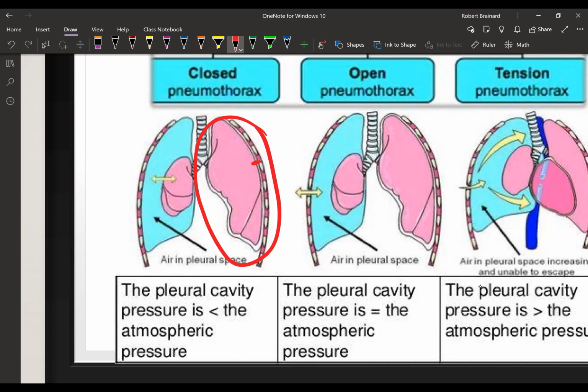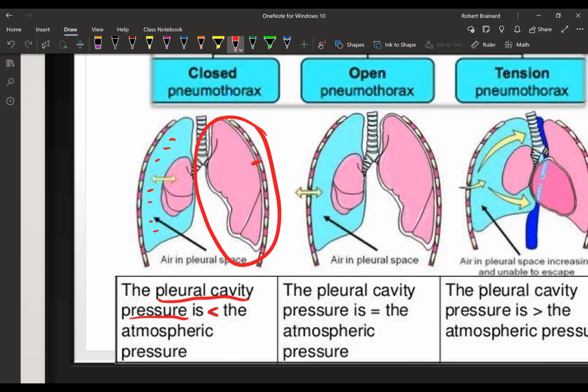Yeah, I think so. So it can self-seal that hole. So it can be partially collapsed, but still have slightly negative, not as much as it needs to be for a normal functioning lung, but still a negative intrapleural pressure in there. So it's just saying that when we're looking at pneumothoraces, in a closed pneumothorax the pleural cavity pressure is still less than atmospheric pressure, in that instance.